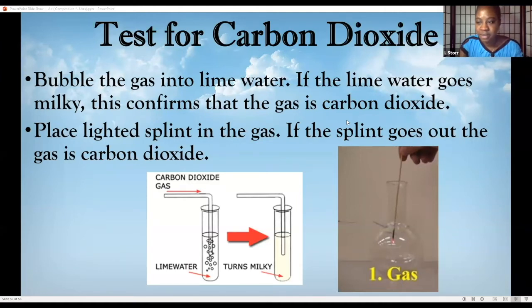So let me see my question. No, it's not made of water and lime. It's actually made of calcium hydroxide. So that is a solution where calcium hydroxide is mixed together. That's what makes lime water.